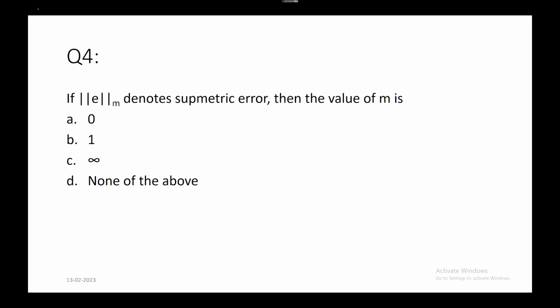So the question is, if double bar E_M denotes the supremum error, then what is the value of M? This is a kind of measure of error which is called the supremum error. There are four options. Option A is 0, option B is 1, option C is infinity, option D is none of the above. Can you take a guess as to what could be the answer?